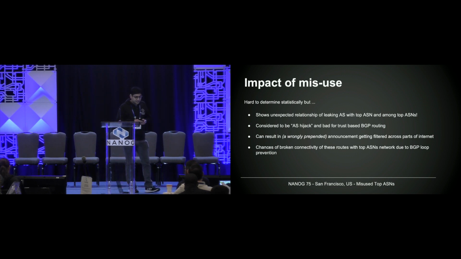It can be considered as an AS hijack, and it's bad for the trusted internet as we use it. It can result in announcements getting filtered if the upstream provider or the peer of the network is filtering based on the AS paths. There is a high possibility of getting it filtered. And it can also result in broken connectivity with these networks if they don't have a default route. Whether they have a default route or not, I don't really know, but if they don't have any default route, there would be just no connectivity with these actual networks.